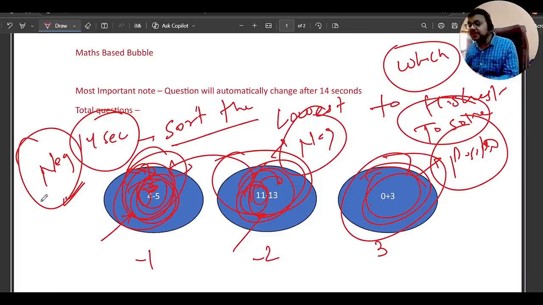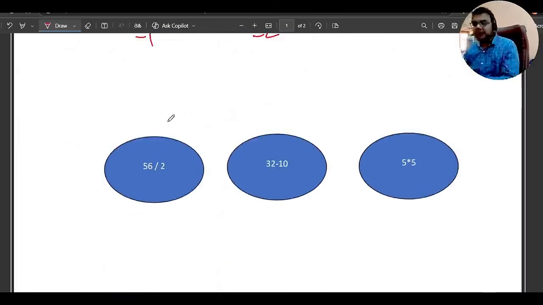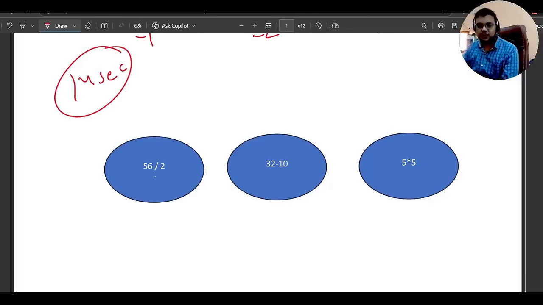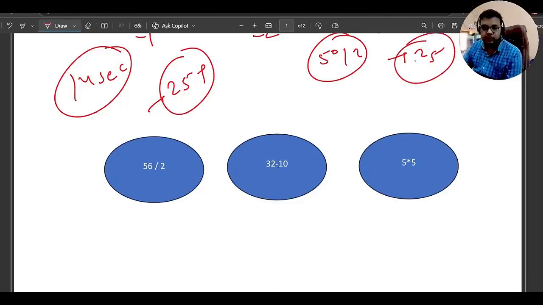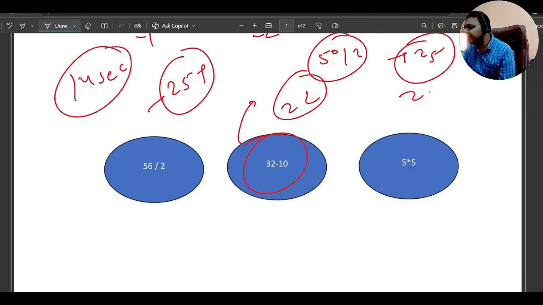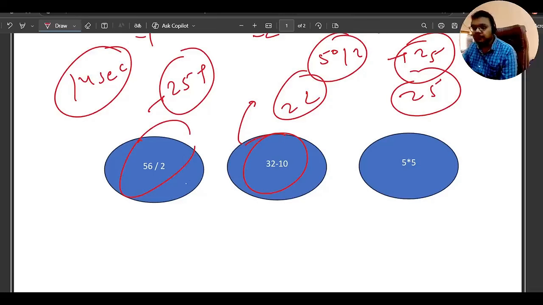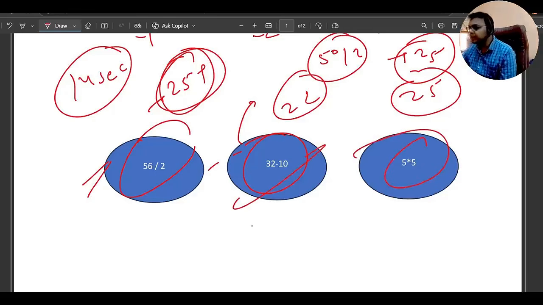Now we will solve the questions and see what I'm saying. For example, this is your question and you will be getting only 14 seconds to solve this. So see here quickly. 56 divided by 2, maybe it will be something like 25 plus. Because we all know 50 divided by 2 is 25. I'm just teaching you the quick calculation. 32 minus 10 will be 22, and 5 multiplied by 5 is 25. Now if you look, this is 25 plus. That means it will be the highest, this will be the lowest, and then the middle will be this. So we can choose 32 minus 10, 22, then 25, and then 27.